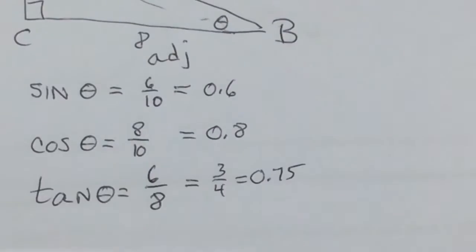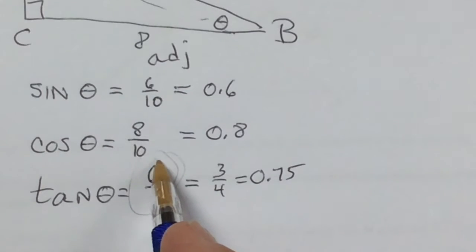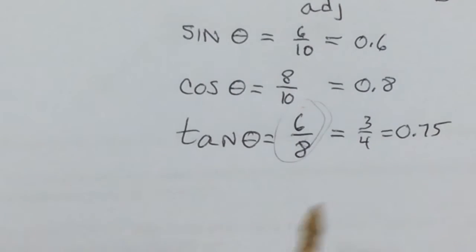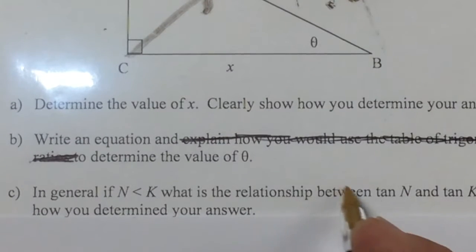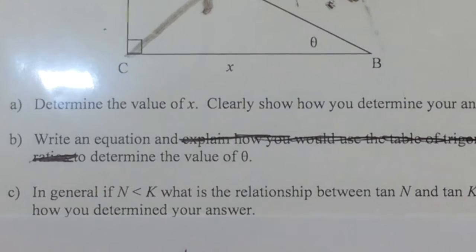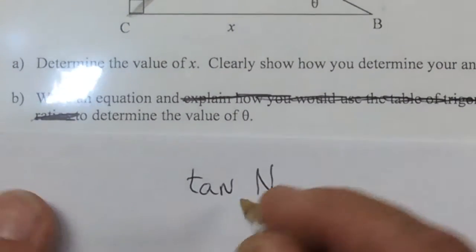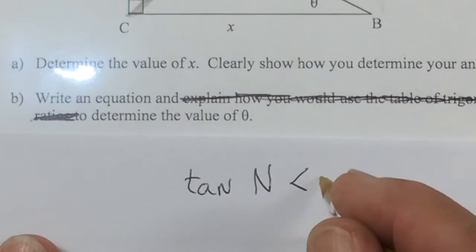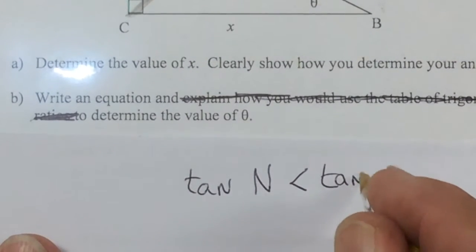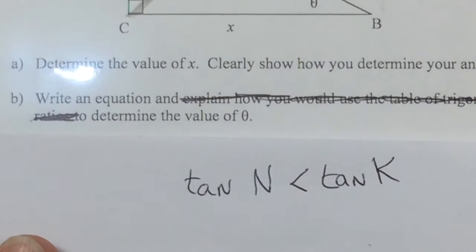You just have to know that what you're trying to do is, I've given you the tangent, you have to find the angle. In general, if n is less than k, what's the relationship between the tangent of n and the tangent of k? It's, if the degree angle is smaller, then the slope is also smaller, because tangent is slope.